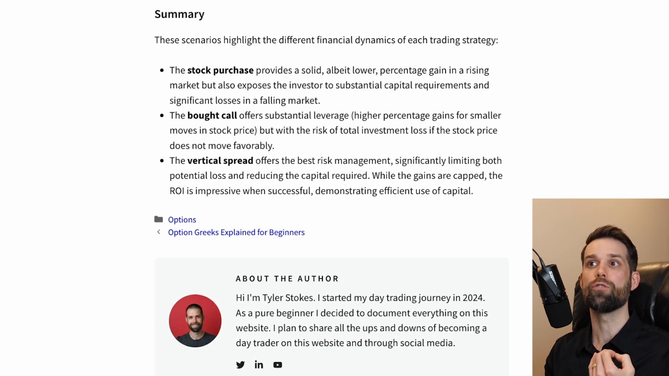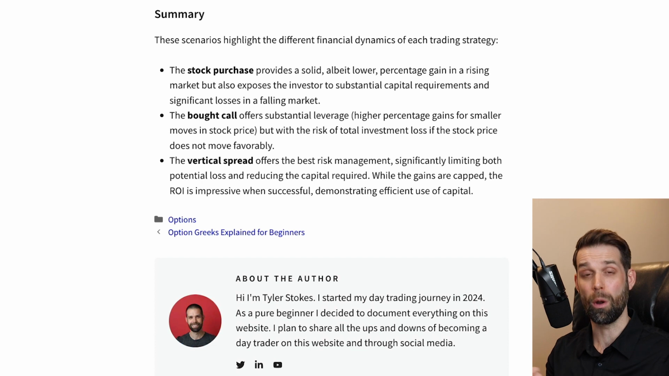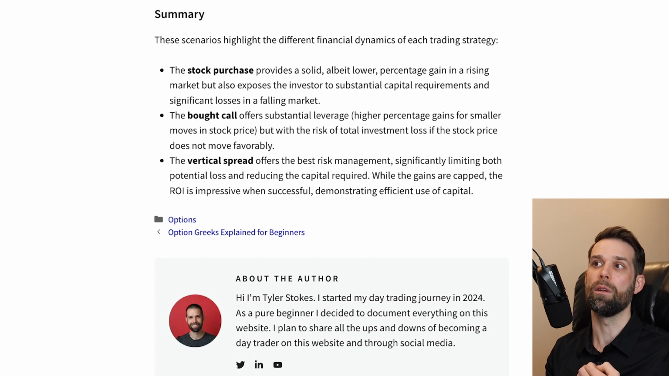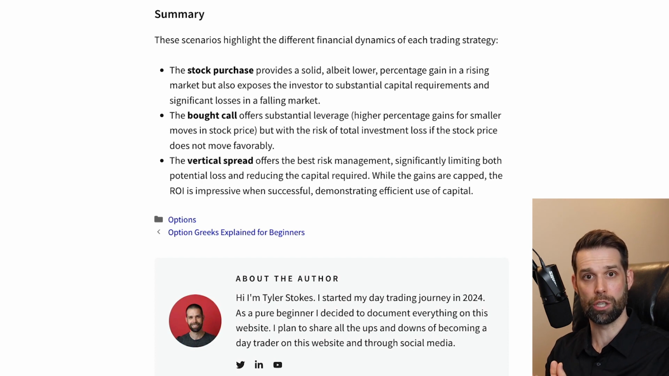And then with the straight up call option, that offers substantial leverage, a higher percentage gain for a smaller move in the stock. So you have that power of leverage. And that's what options really provide to you. But the risk of total investment loss, if the stock price does not move favorably, is there. So for that option, you are risking that $1,000 premium in that particular example.